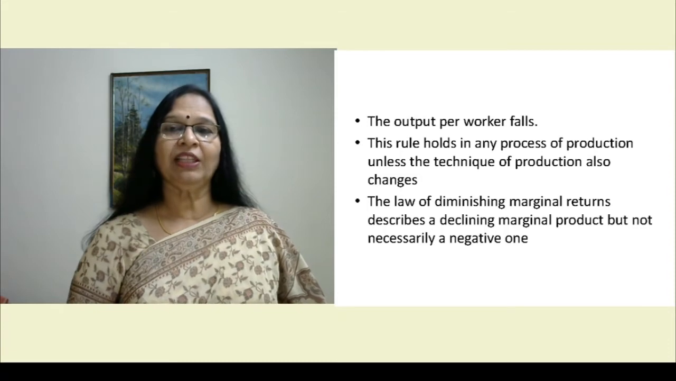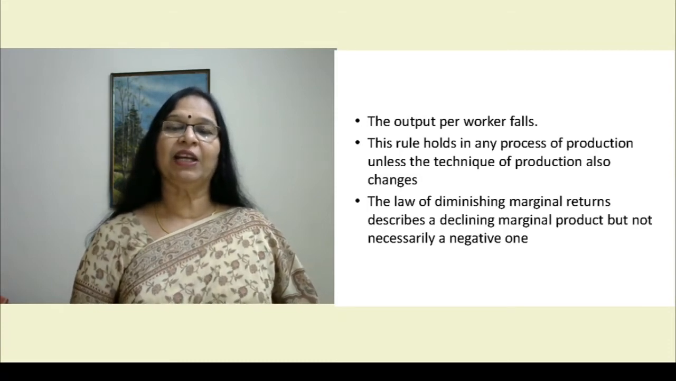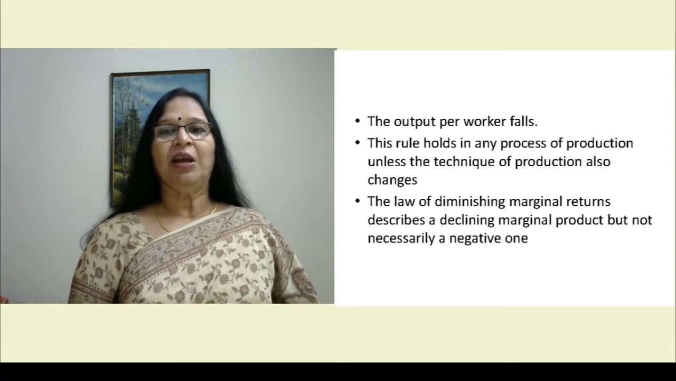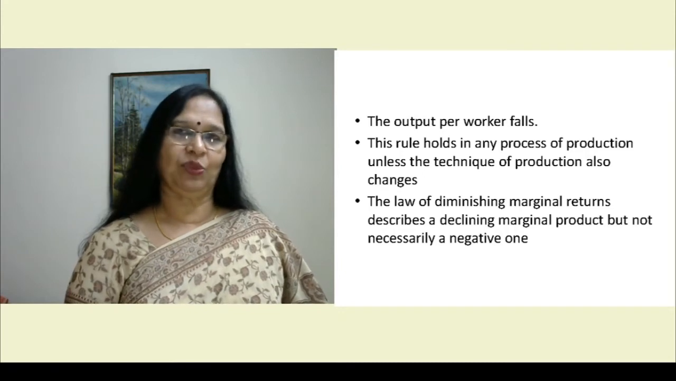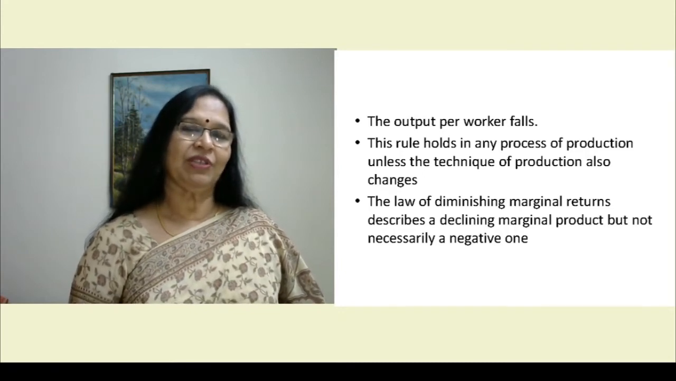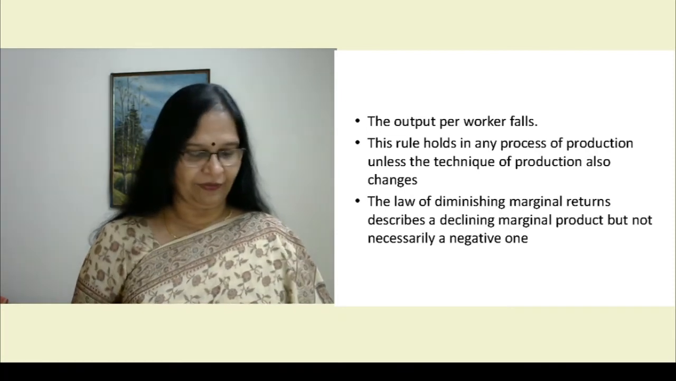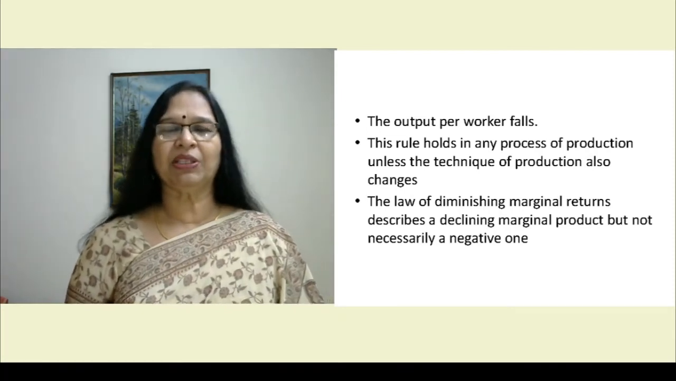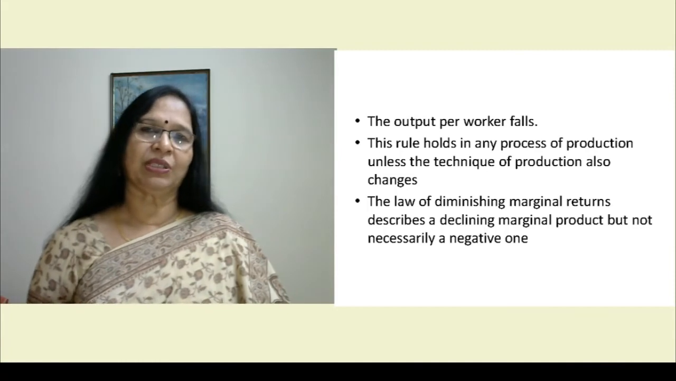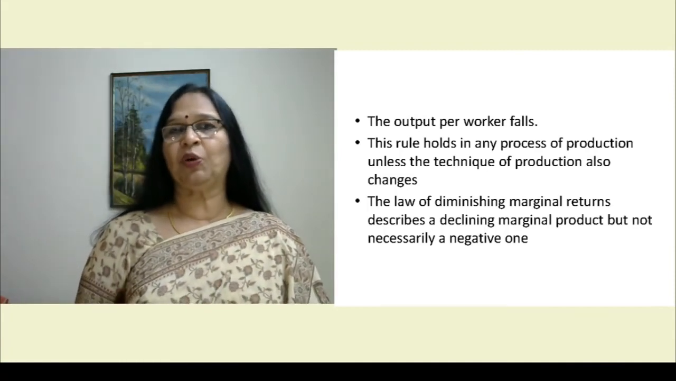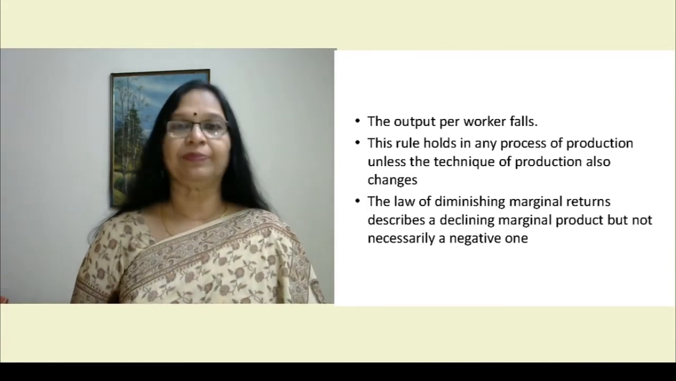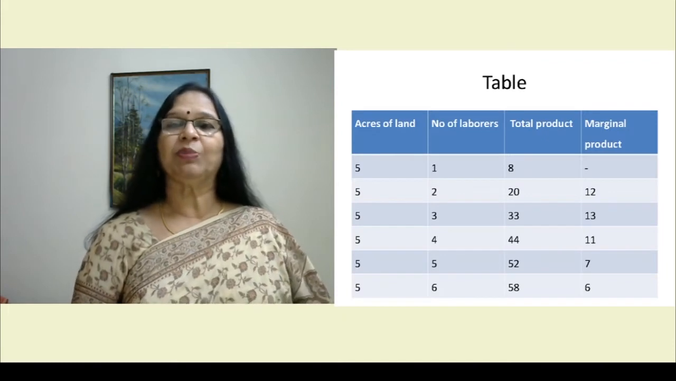So the law of diminishing returns describes a declining marginal product, but not necessarily a negative one. So they had not perceived that the output or productivity could become negative. Though in some places it is mentioned, when you research it, you find that they have not spoken about it being negative. Now I have a small table for you.